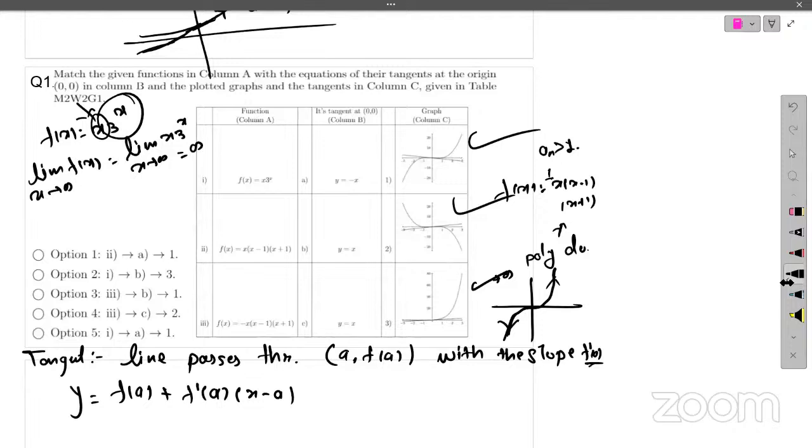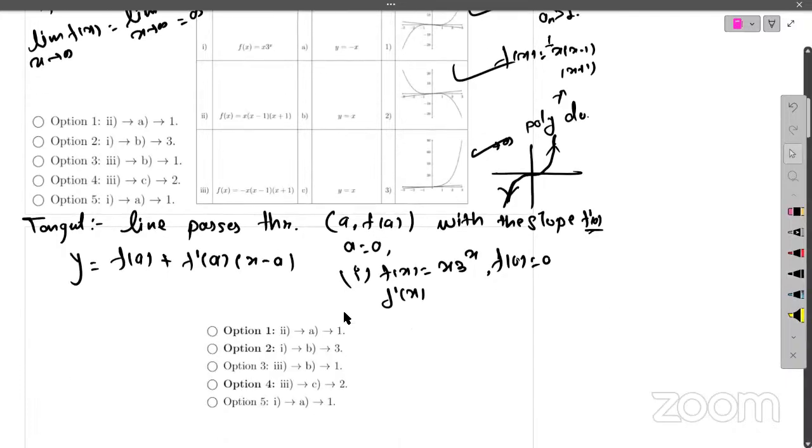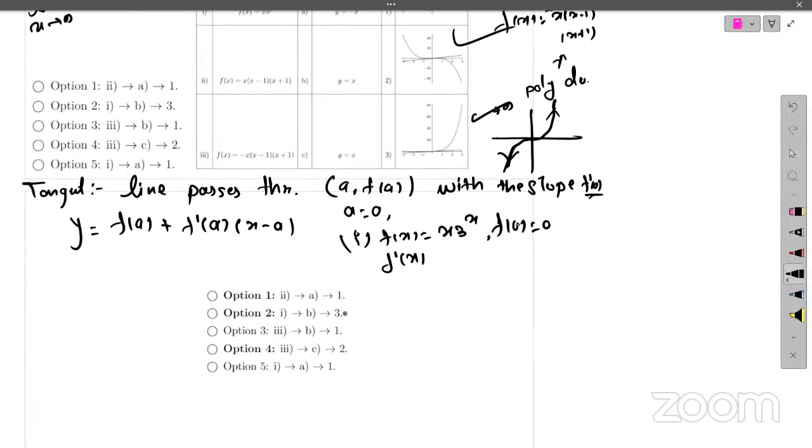Now what we have to do is just compute f dash of A and substitute it. Here the point given to us is 0, 0, right? So here A is equal to 0. Now what is f of A? In the case of the first function, when f of x is equal to x into 3 to the power x, f of 0 is nothing but 0 itself, right? But here if you compute f dash of x, then what will it be?